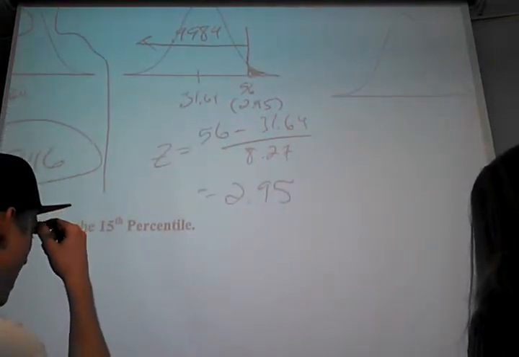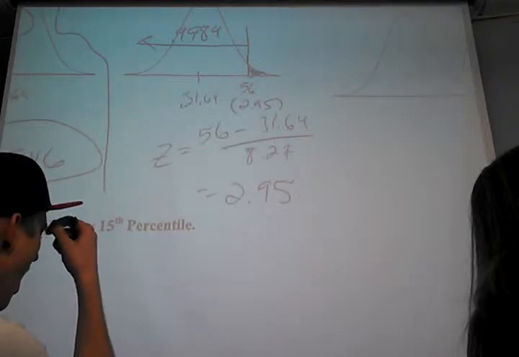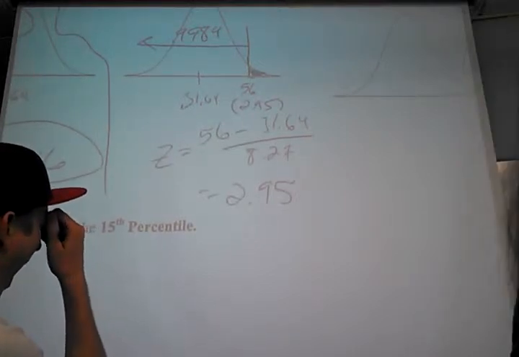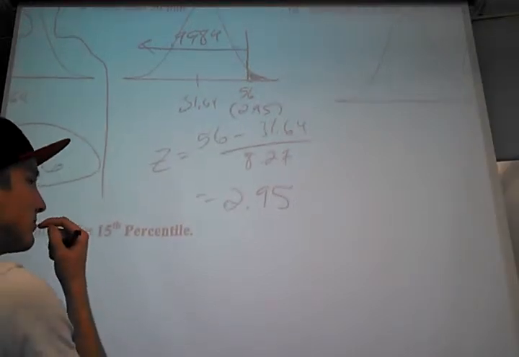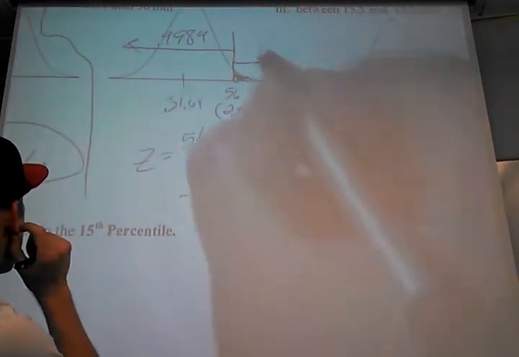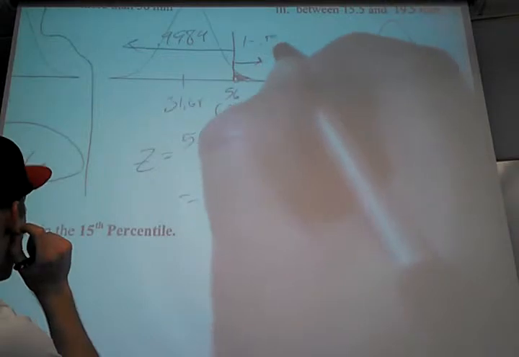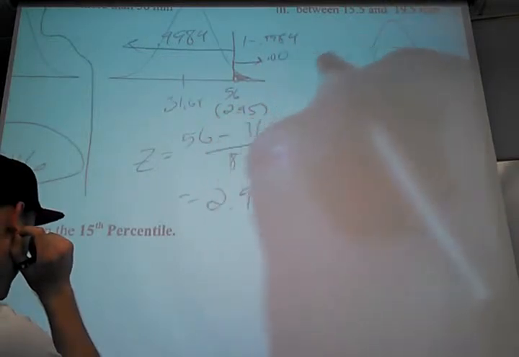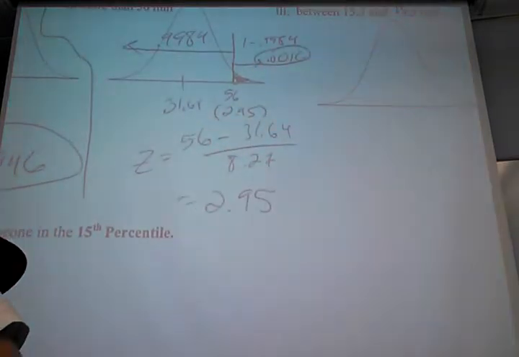So what is this here? 1 minus that. So thankfully it's 0.0016. Right, so about 0.2% of students would take that long, theoretically.